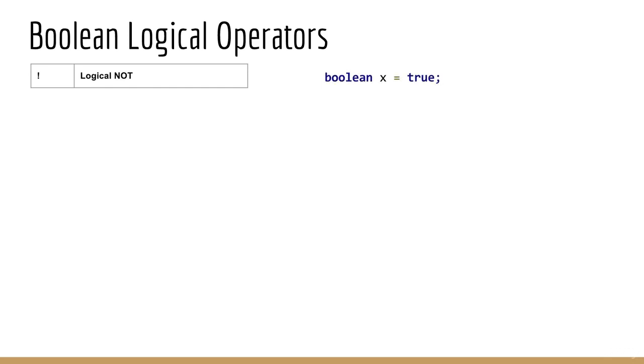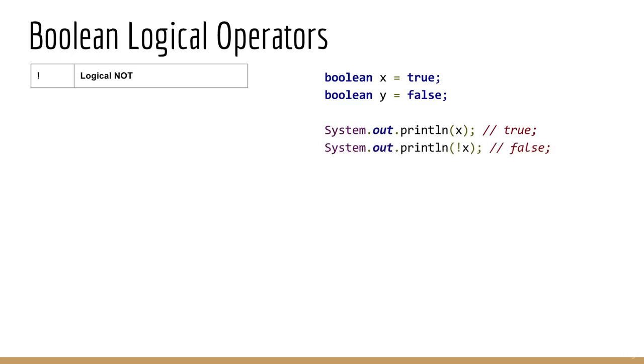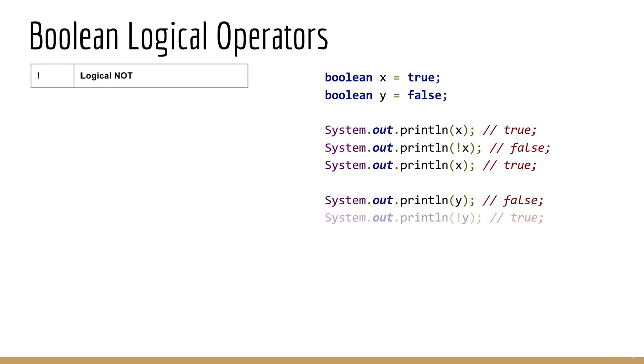For example, here variable x is assigned to true value. But if we add a NOT operator in front of x, we will get result as false. It doesn't change the value of x. If we print x again, we will see it still has the value true. It just changes the output whenever we use it. Same rules go for y.